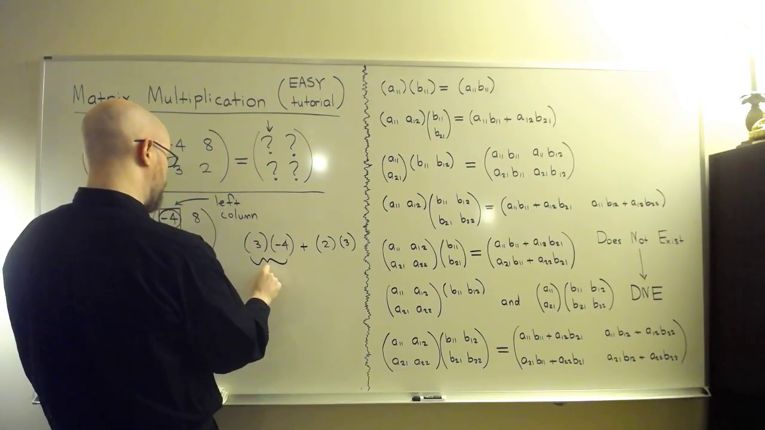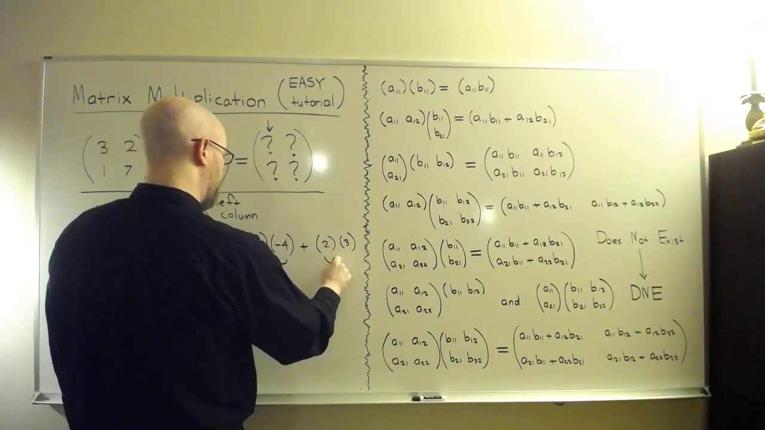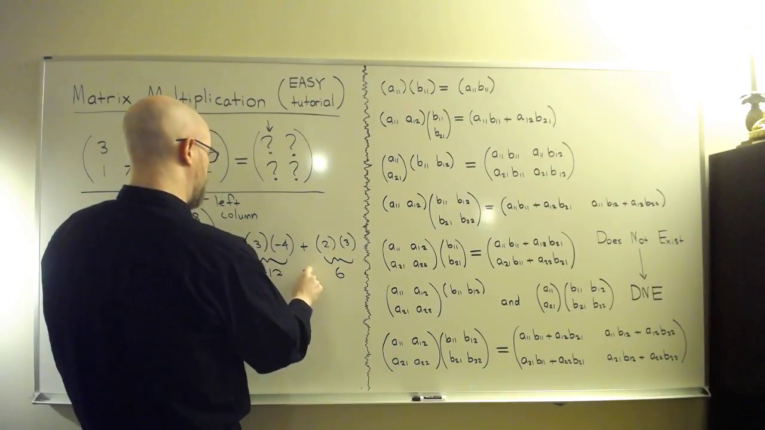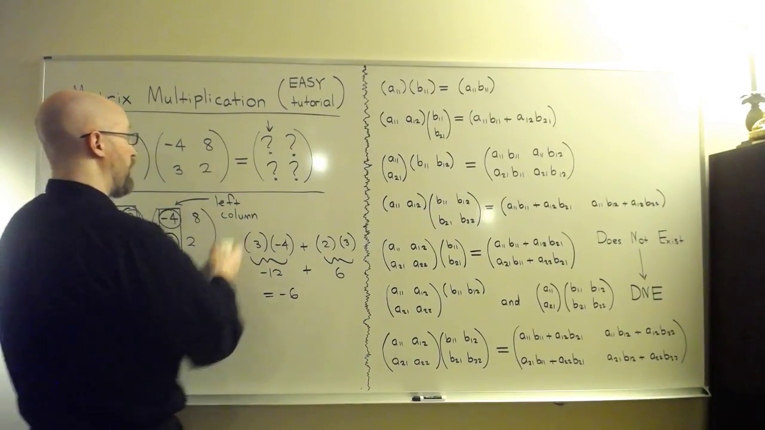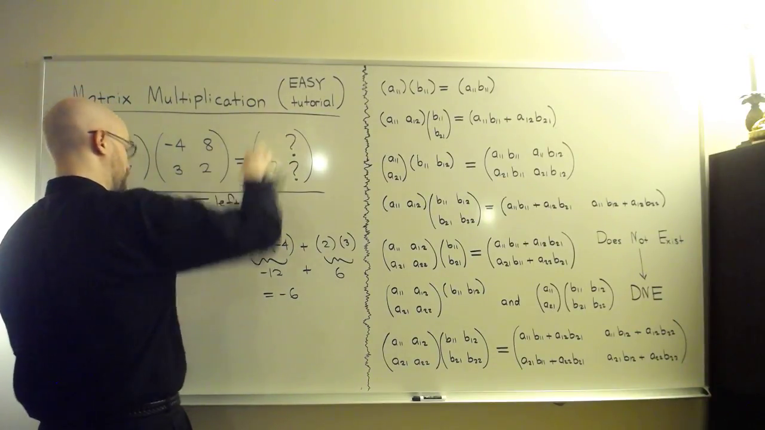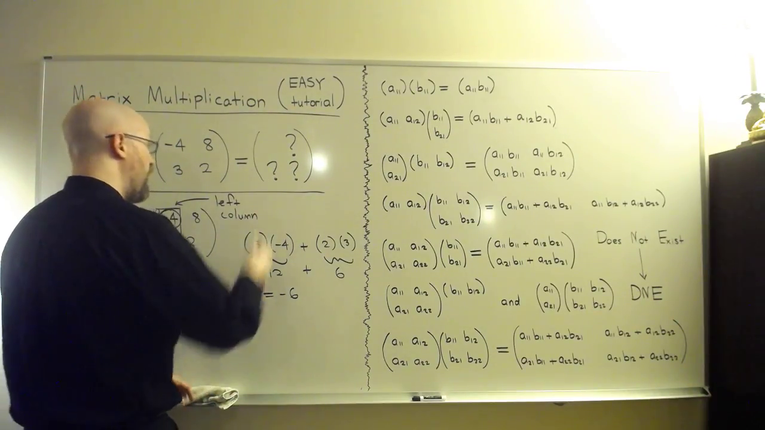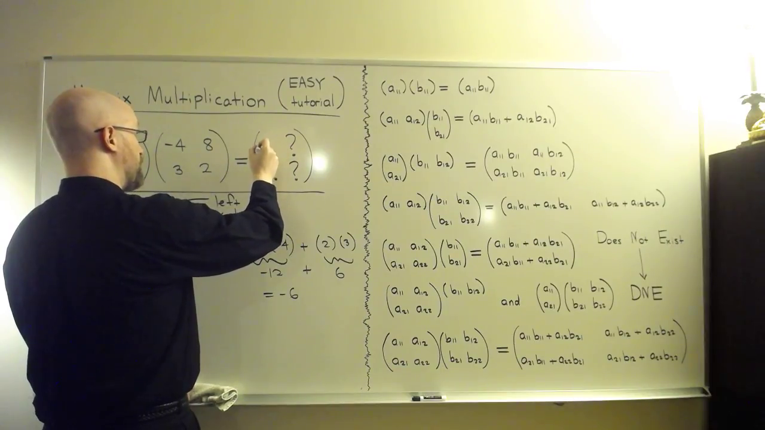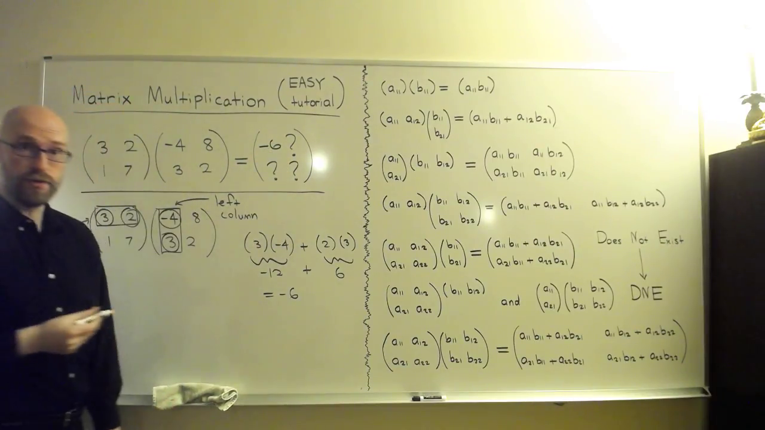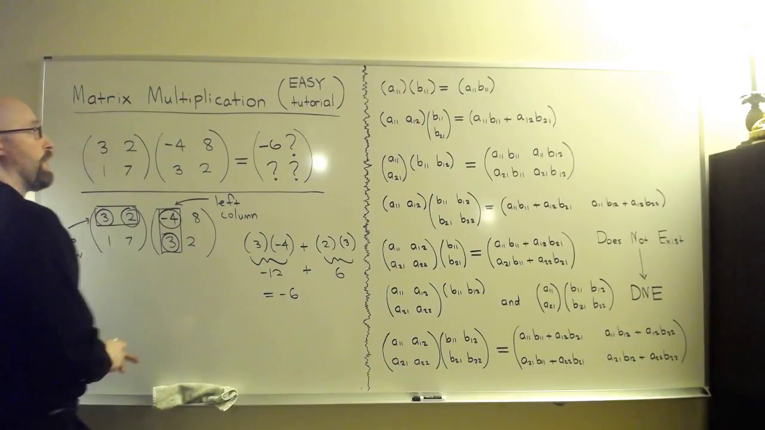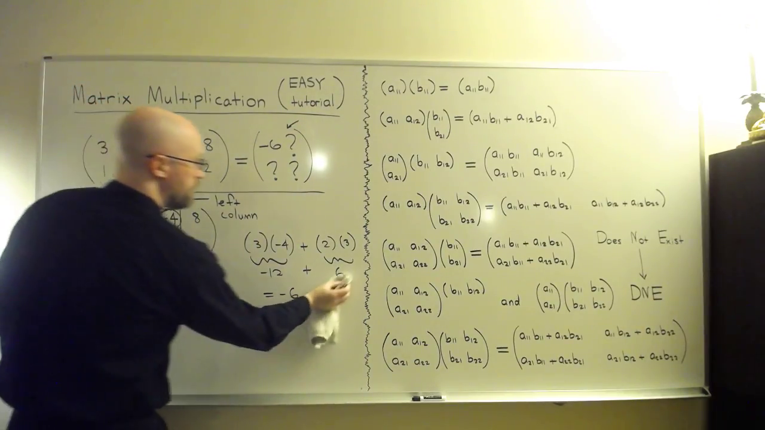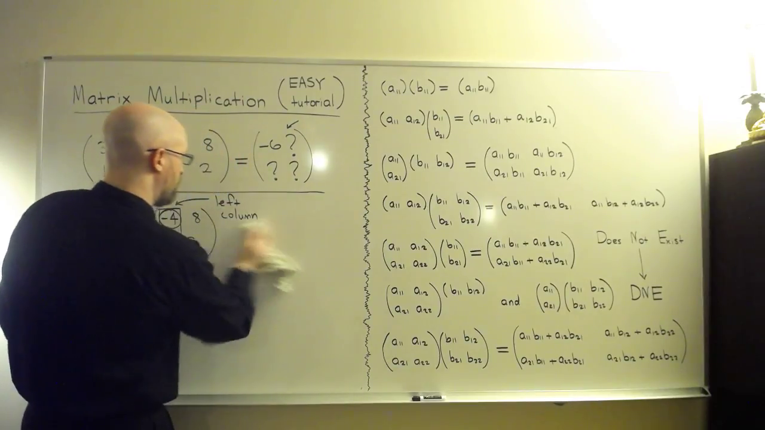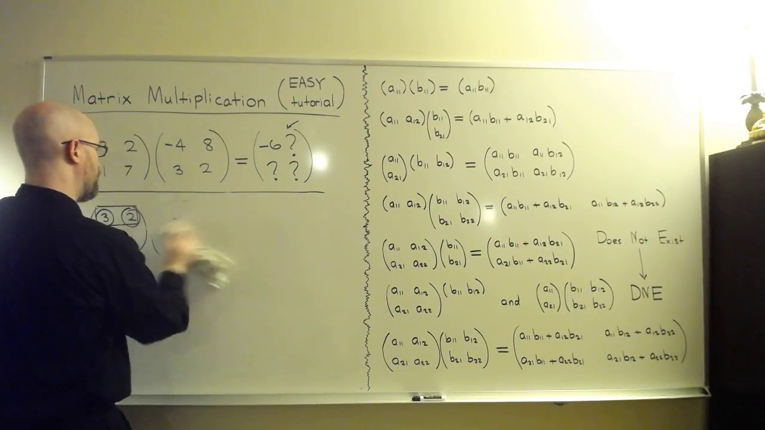3 times minus 4 is going to be minus 12, and then 6. I add these together and I get a minus 6, and that's my first entry here. Now I'm not telling you why, I'm just telling you this is in fact what you do. And now we want to move on to the top right entry here. And to do that I'm going to clear all this off.